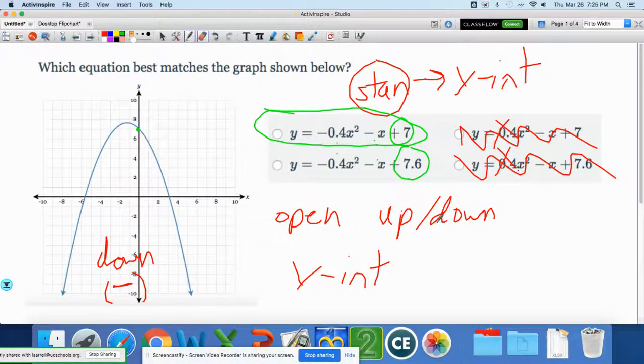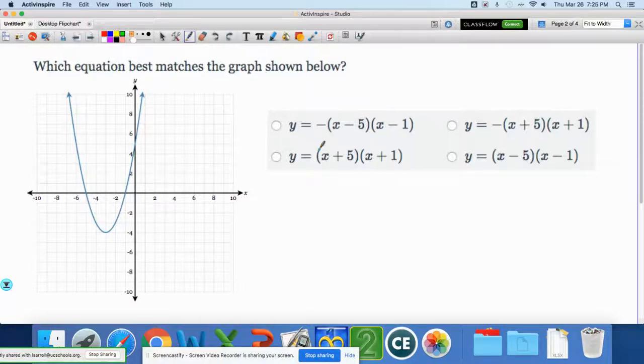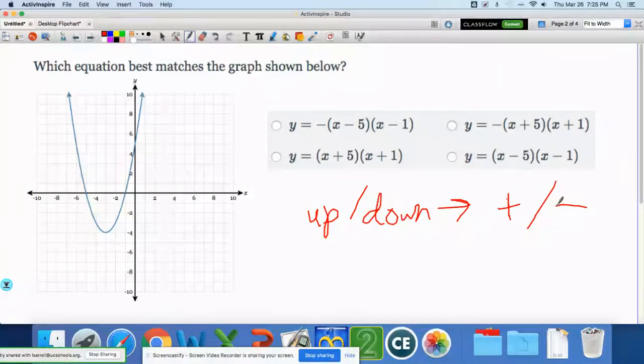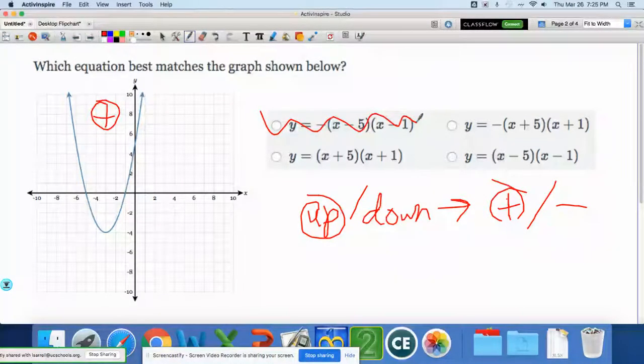So opens up or down, and then the important piece of information you get from that form. On to the next one. Okay, again, we're going to answer the same first question: up or down, knowing that up means we have a positive out front and down means we have a negative out front. This one opens up, which means we're going to have a positive out front. That means we can get rid of this option. It had a negative. Get rid of this option.